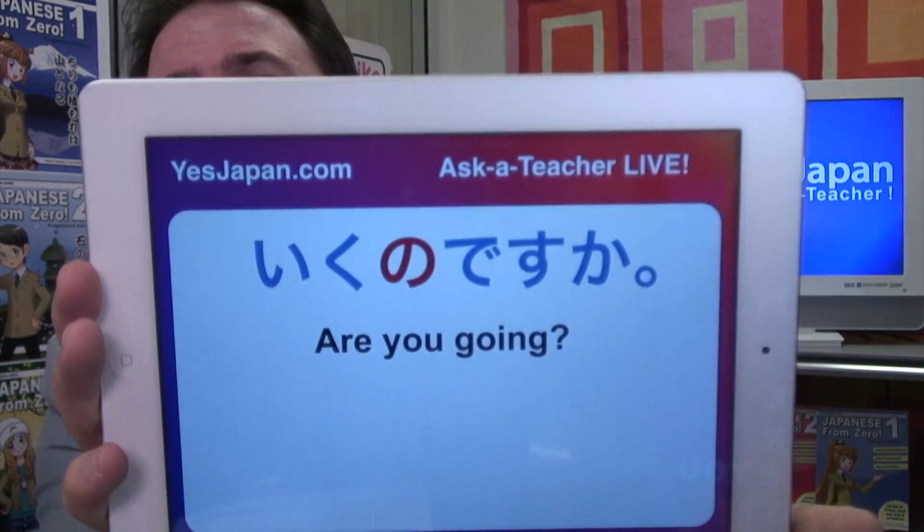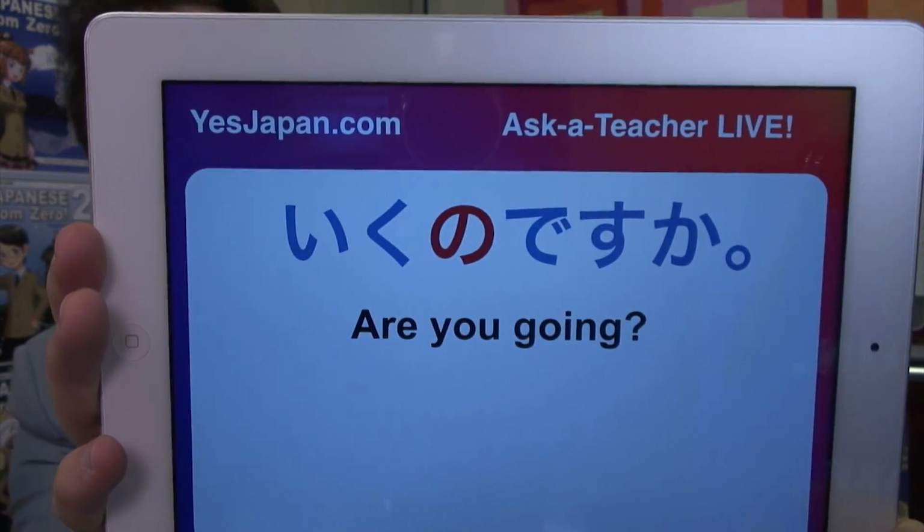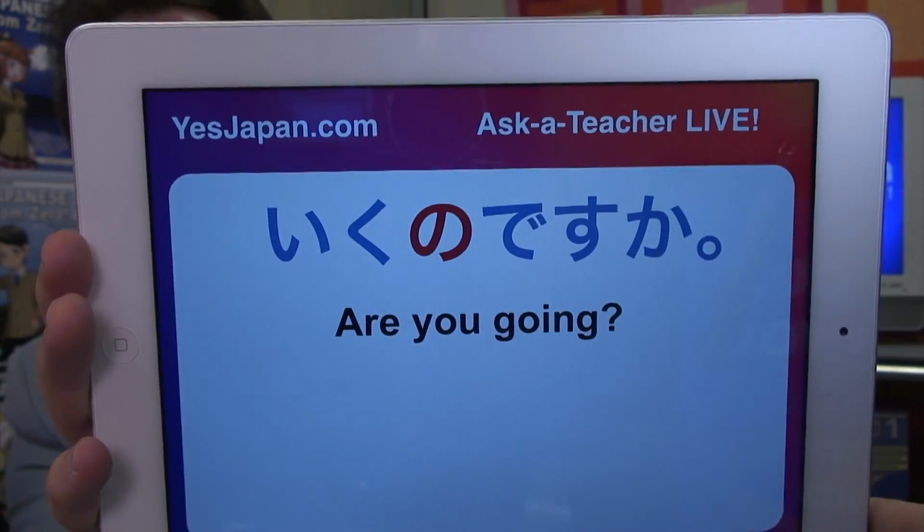Now you don't want to use ikuno with people you don't know. You don't want to use ikuno with your boss, unless you're really, really friendly, but I don't think you're going to be that friendly with your boss. But what if you want to say ikuno, but still be polite? You can do it. There is a way to do it. It's ikuno desu ka? Are you going? Ikuno desu ka?